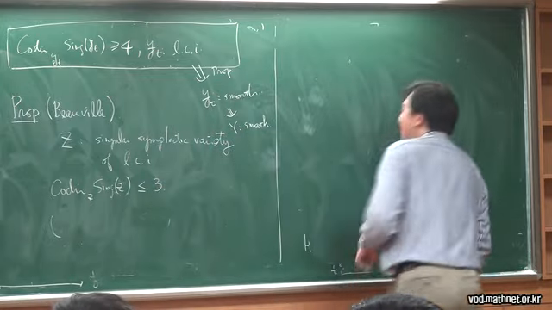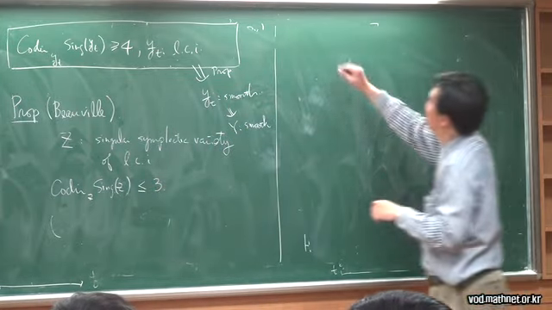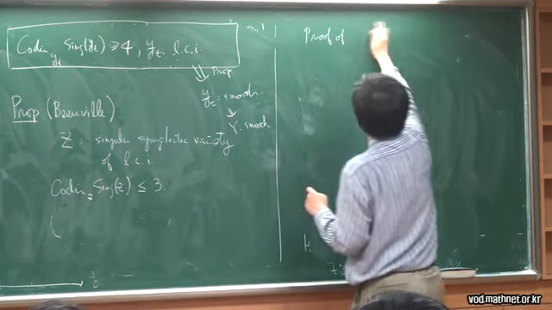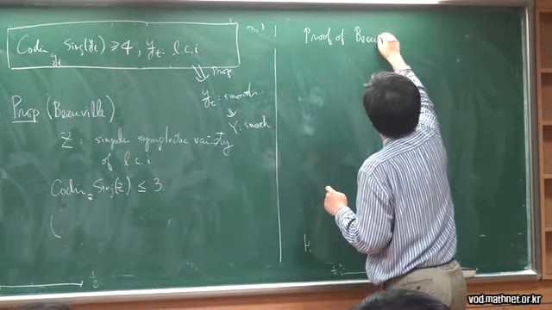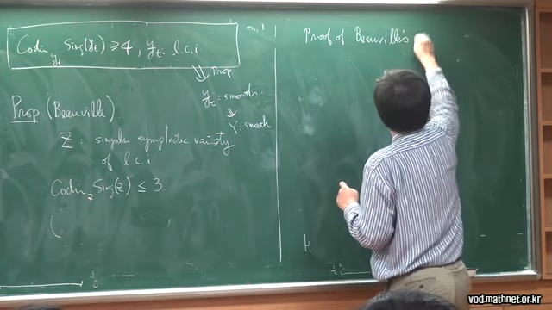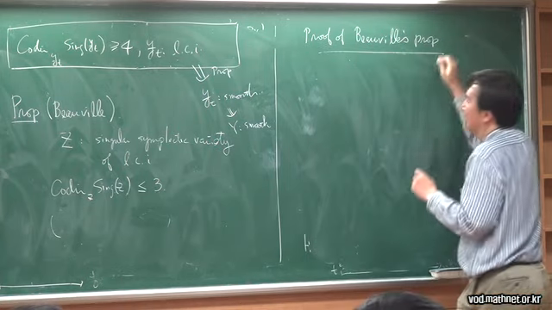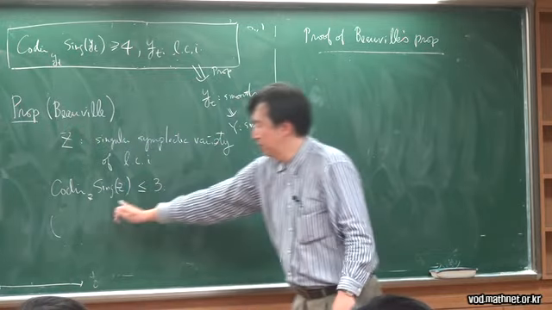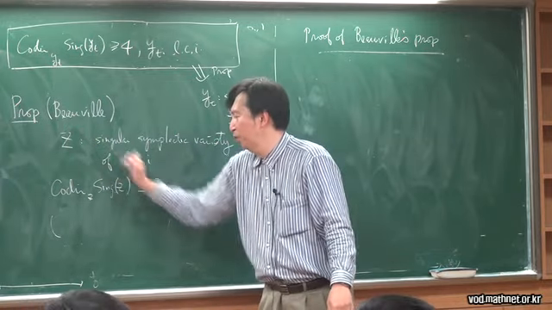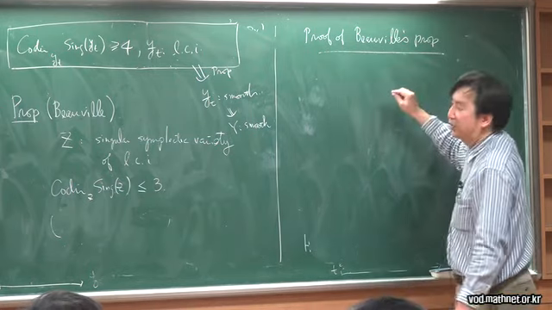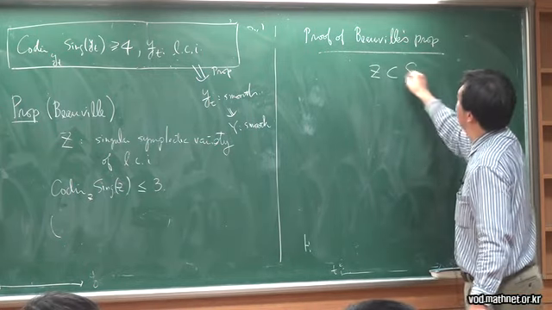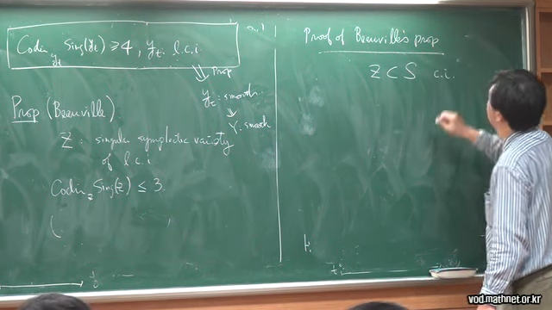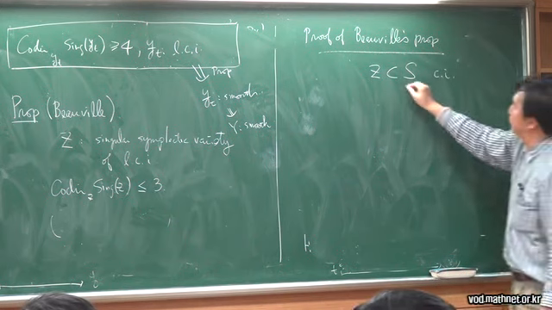So the proof of Bobile's proposition. How to prove this? So this is a local question. The codimension problem is all a local problem. So one can assume that Z is embedded in a smooth variety as a complete intersection.